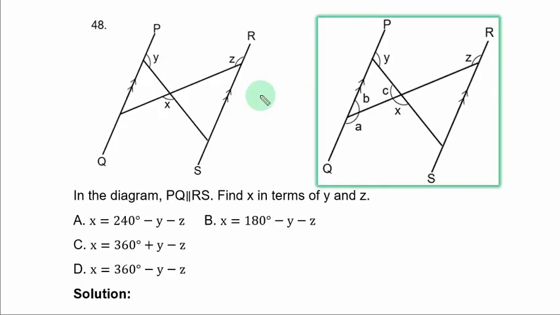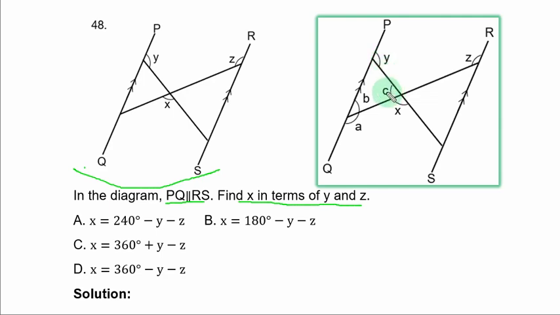Question 48. In the diagram, PQ is parallel to ROS. Find S in terms of Y and Z. This is the diagram. In order to find S in terms of Y and Z, we need to do some adjustment. Of course, Y is here, Y is here. Now if you can get this angle and get this angle, if we add the two, we can equate to Y. Then from there we can express S in terms of Y and Z.